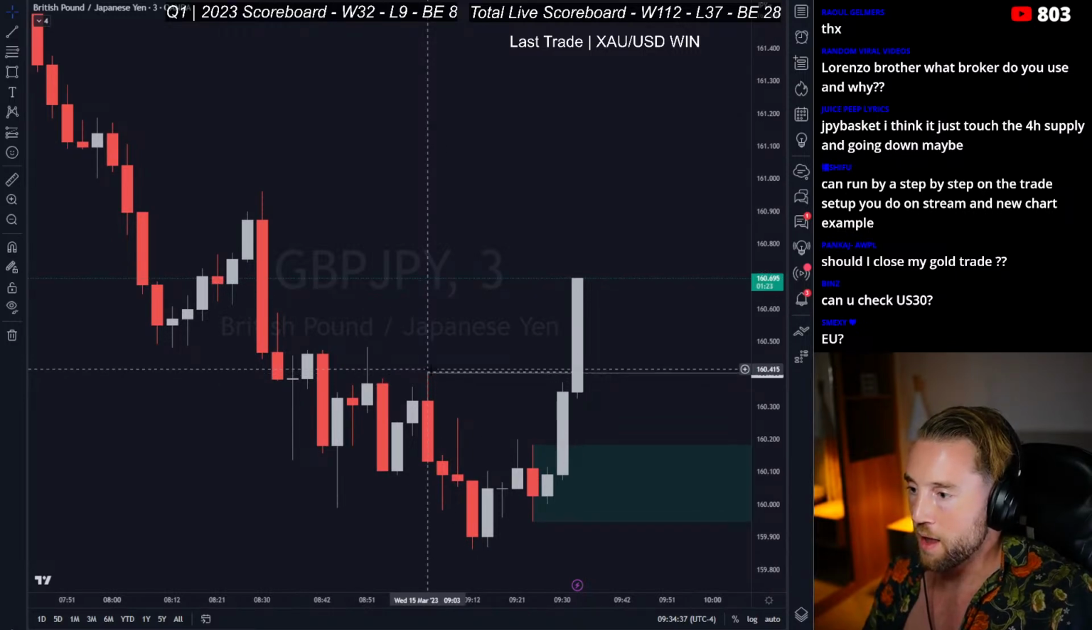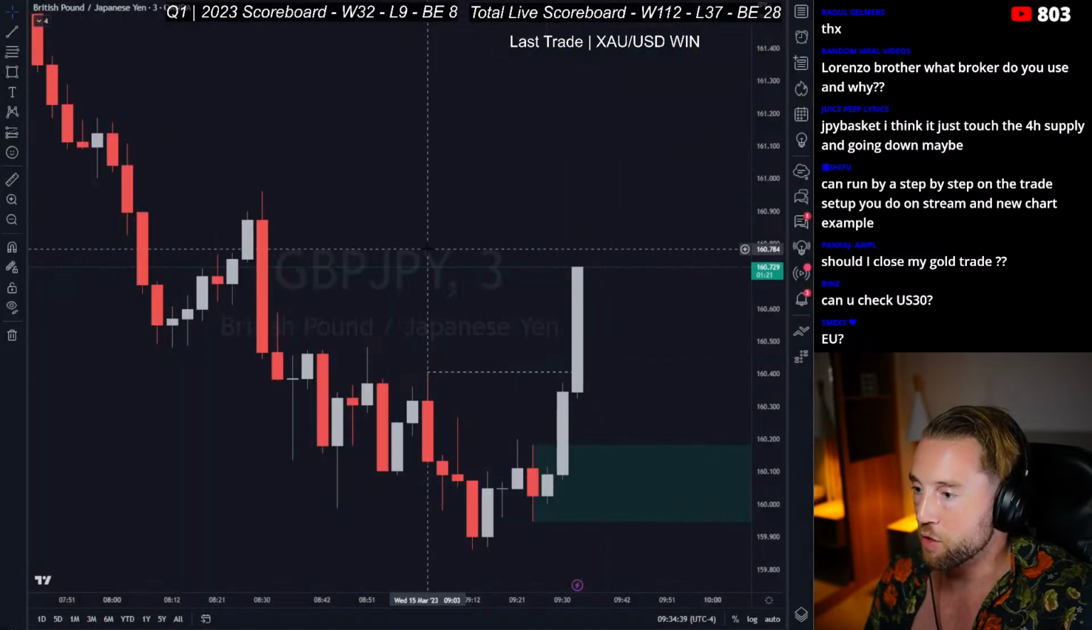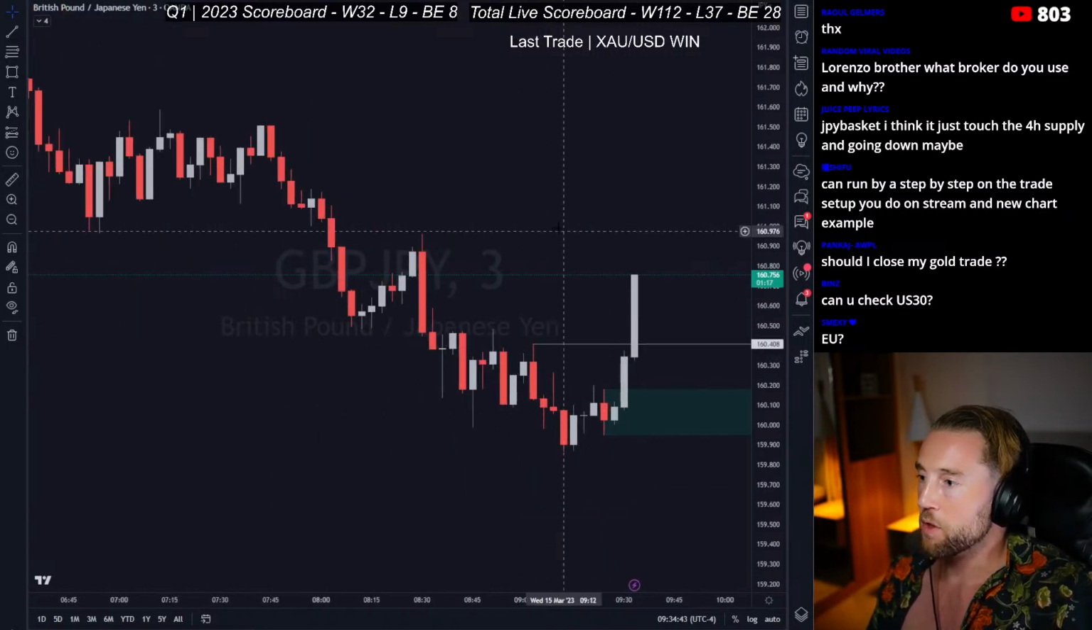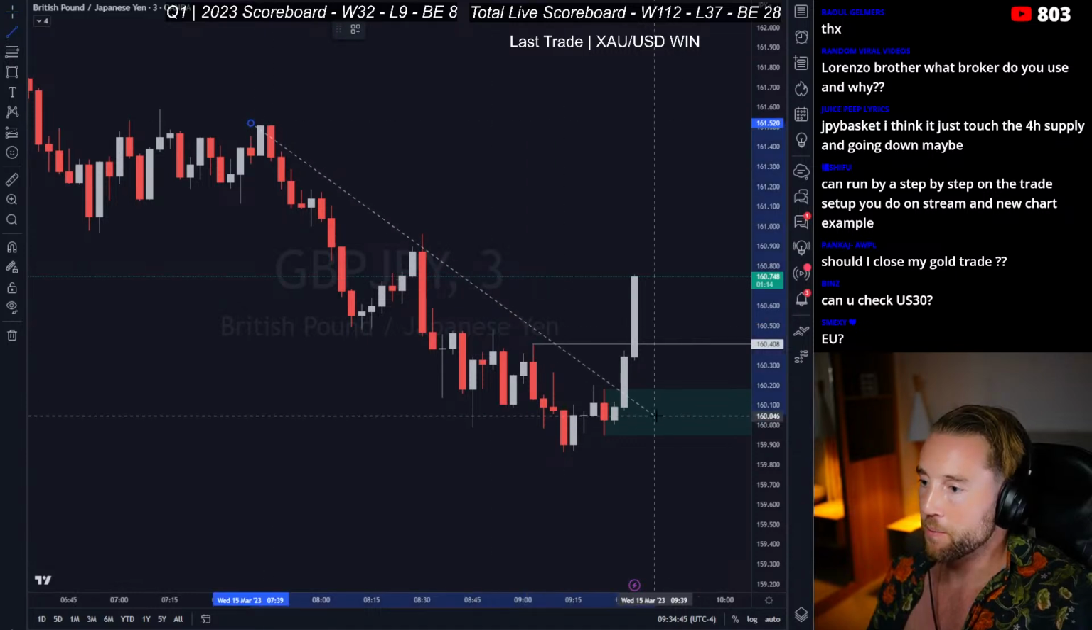This is a beautiful high. We broke a very important high there. There was an important high to break. This was on the 3-minute chart. We saw a bunch of liquidity built up here.